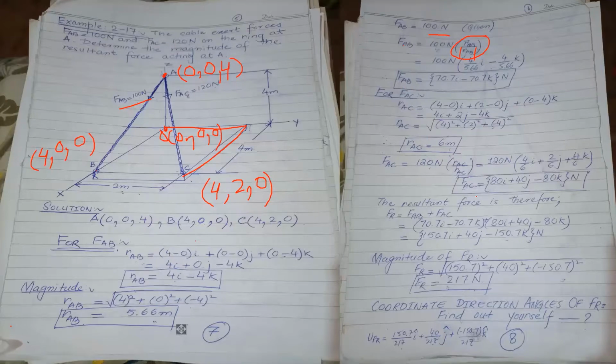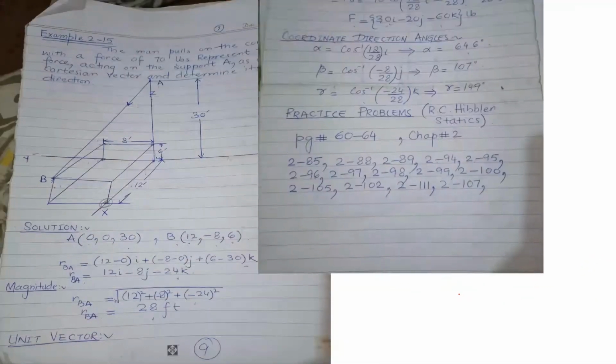You have to sum up FAB plus FAC, you will get FR. This is the way. Then you have to find out the magnitude of FR by taking it under root, and then you can easily find out the coordinate direction angles by taking cos alpha equals 150.7 upon 217, cos beta equals 40 upon 217, and cos gamma equals minus 50.7 divided by 217. So you will get alpha, beta, gamma, and the complete solution of this numerical. Let's have a look. Step by step, you will get the solution.